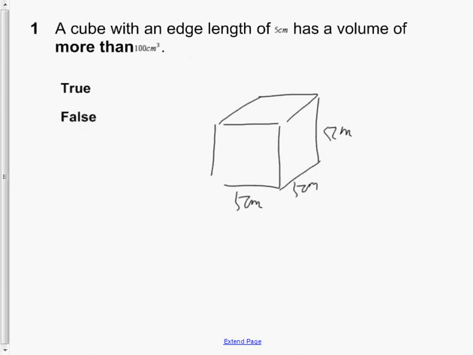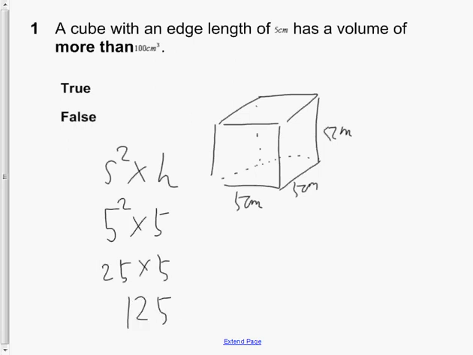Well, since it's a cube, we know that the formula for volume is area of the base, and this base is a square, right? So it would be side squared multiplied by the height. So 5 squared multiplied by the height, which is 5, would be 25 multiplied by 5, which means the volume of this particular cube would be 125 centimeters cubed, which, since it says more than 100 centimeters cubed, your answer would therefore be true. That is a true statement.